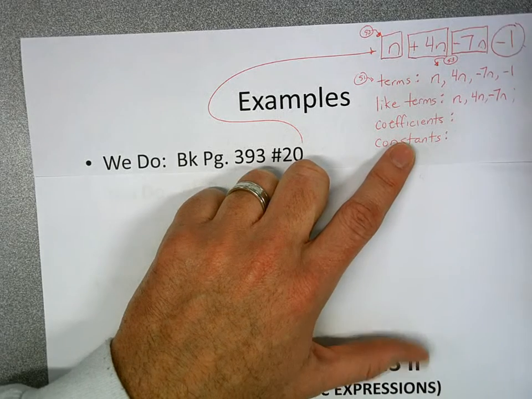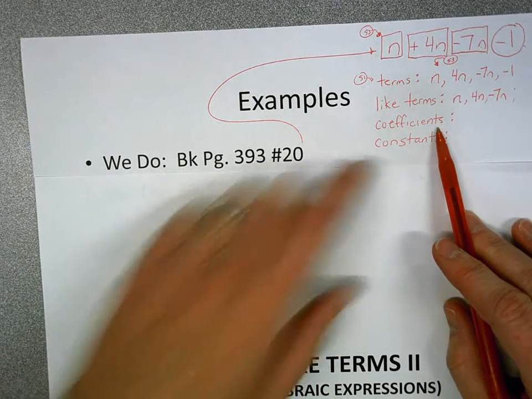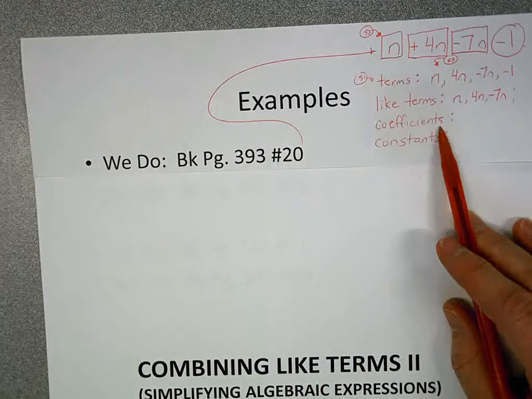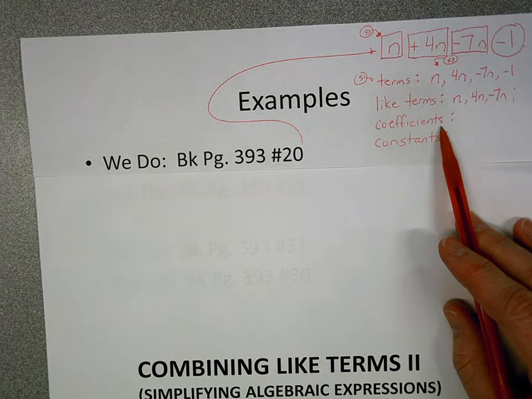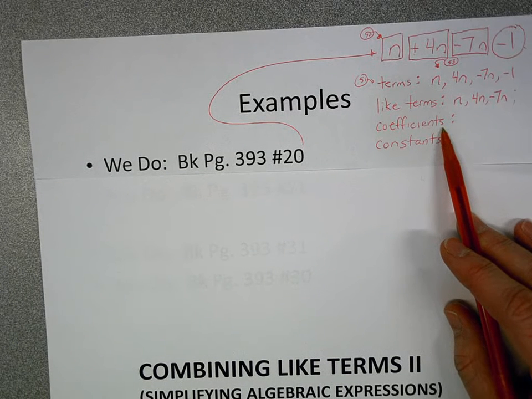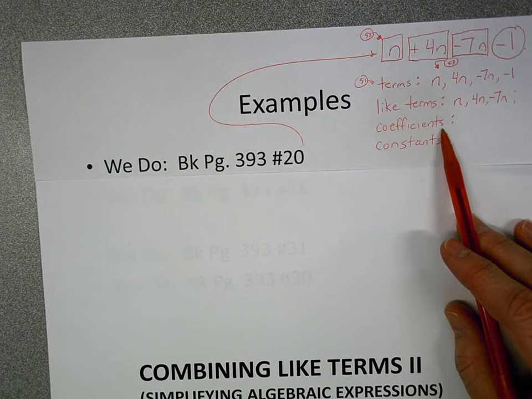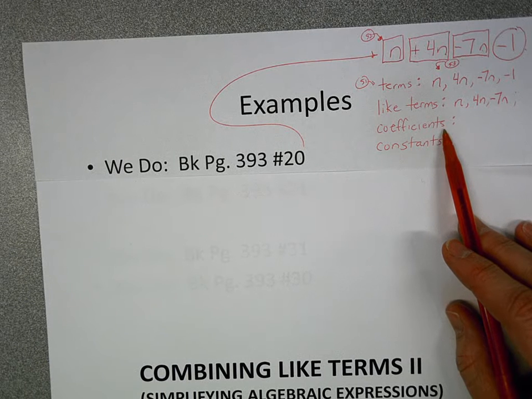Okay, coefficients. Coefficients, remember, and this is pretty important, are the numbers in front of the variables, meaning multiplied with the variables.